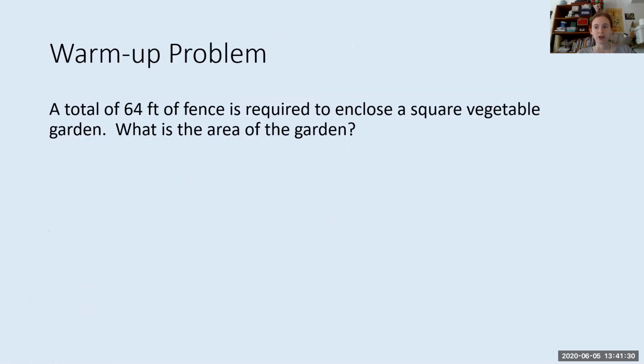All right, so we're going to start here with a little warm-up problem. It says a total of 64 feet of fence is required to enclose a square vegetable garden. What is the area of the garden? So what I'd like you to do is pause the video right now and try this question on your own, thinking about problems that we worked on last week. This is really similar to a couple of those problems. And then when you're ready, you can press play again and I will walk you through the problem.